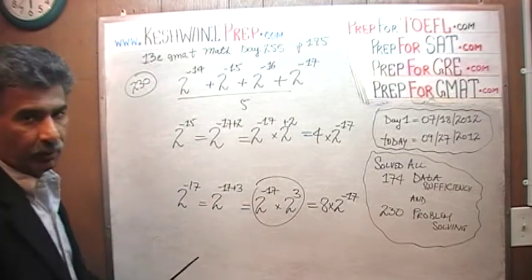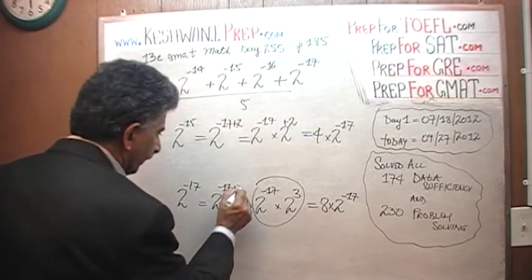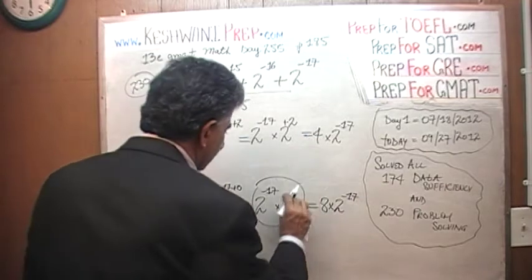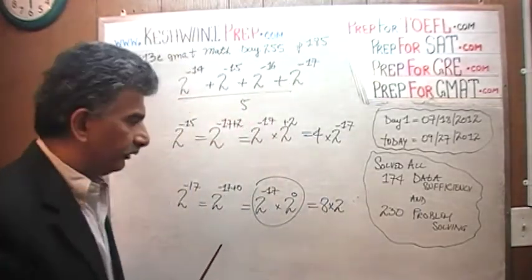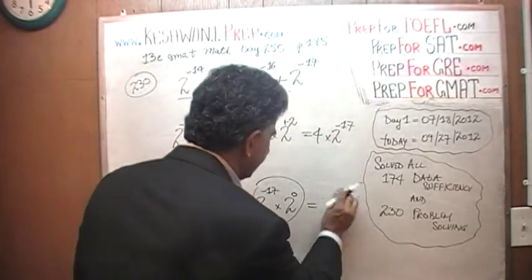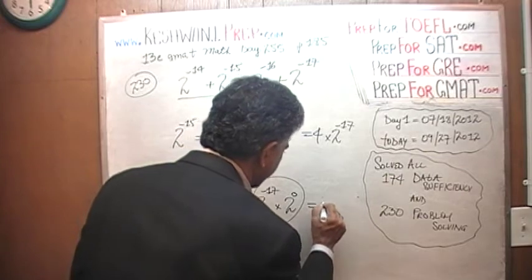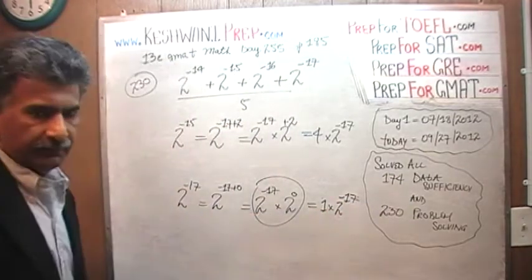Well, there are 2 ways you can look at it. I was about to make it far too complicated for no reason. It can be written as negative 17 plus 0, which is 2 raised to 0, and we know that any number raised to 0 equals 1. So it is 1 times 2 raised to negative 17. Of course, it's negative. It's just silly.